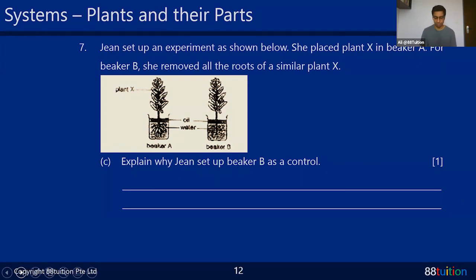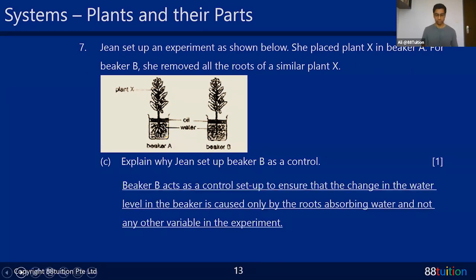Explain why Jean set up beaker B as a control. Now, if you set up A with the roots, it decreases, right? Water will definitely decrease. You can actually conclude that the water has reduced, so the roots have absorbed the water. But why do you need B then? Why do you need B beside it? Why do you spend so much time, extra effort to put in another one? To make sure that the change in water level is due to the roots, not due to other environmental factors like evaporation and so on.